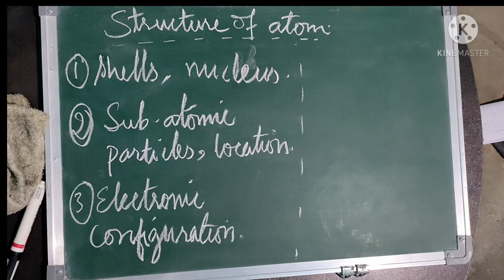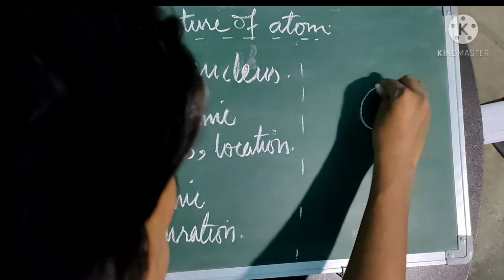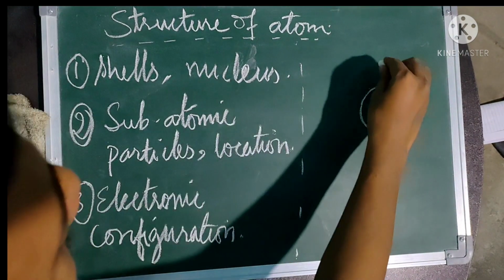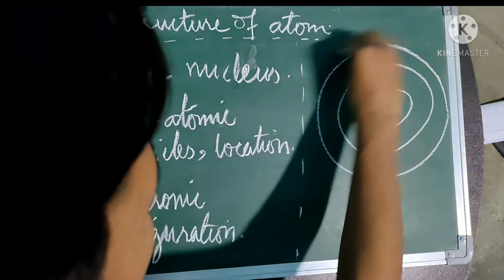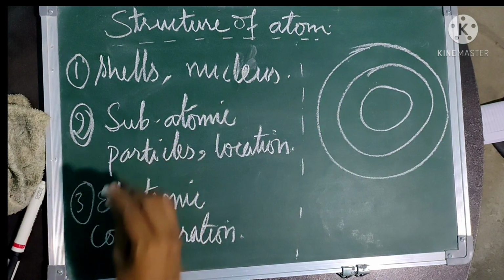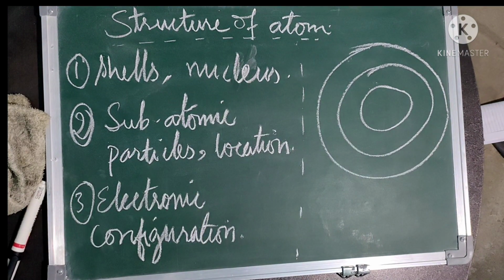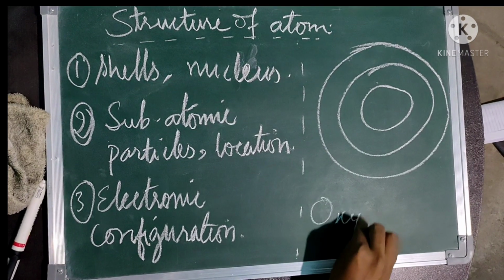Atom is composed of shells around the nucleus. Nucleus is at the center of the atom and it has shells around it like this. So if I may say, this is the structure of oxygen atom.